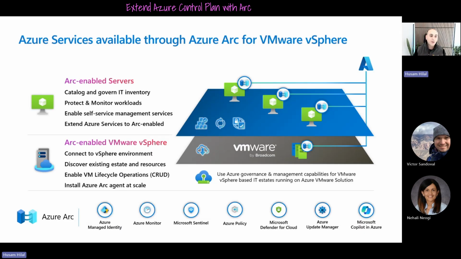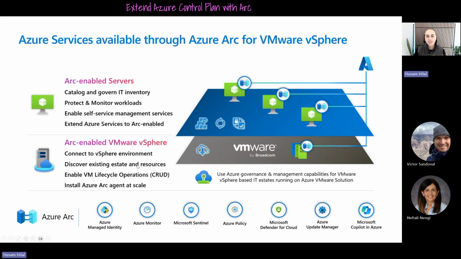We can do a lot of integration that you can see at the bottom of this slide, like Azure Update Manager, Azure Policy, Defender for Cloud, which I mentioned, Sentinel integration, Azure Monitor, and Azure Managed Identity. Keep in mind, this is very important: once you Arc-enable a VM, it gets an Azure identity, and you can use that identity to authenticate to Azure services. So from the VM, you can authenticate keyless and passwordless to, for example, a storage account or a key vault in Azure, and you name it.